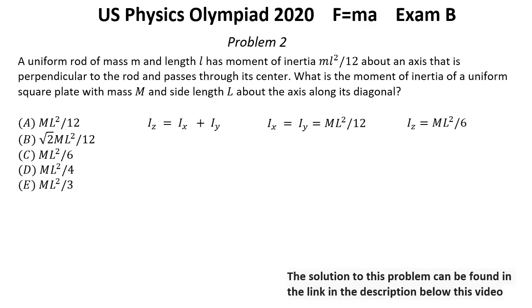Now consider rotating the axes by 45 degrees about the z-axis, giving axes x prime and y prime along the diagonals of the square. The perpendicular axis theorem now gives us Ix prime plus Iy prime equals mL squared over 6, where Ix prime is the desired answer. By symmetry, we have Ix prime equals Iy prime equals mL squared over 12. So that's answer A, and that was the solution for problem number 2.